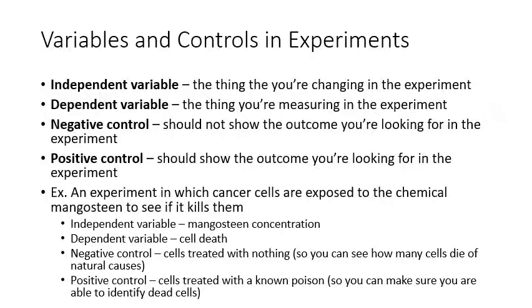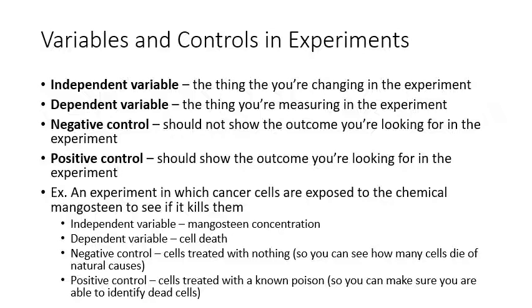So you want to see if we put the chemical mangosteen with the cancer cells, do they die or do they live? If they die, maybe it's a potential cancer treatment. So you've got your two variables here. The first variable, the independent variable, is the mangosteen itself. How much mangosteen are these cancer cells being exposed to? That is the independent variable, or the thing that you are manipulating in the experiment. The dependent variable is the thing that you're measuring, which in this case is cell death.